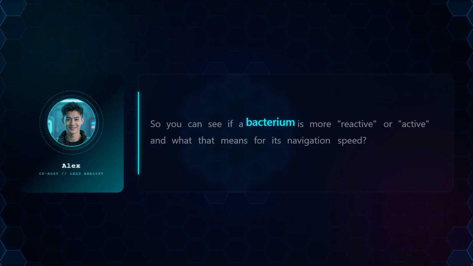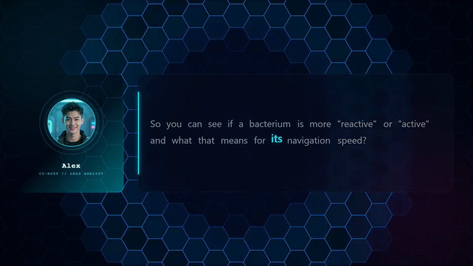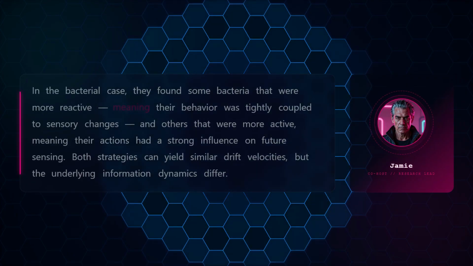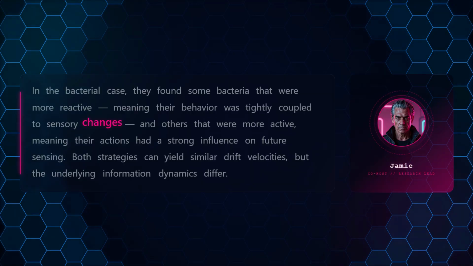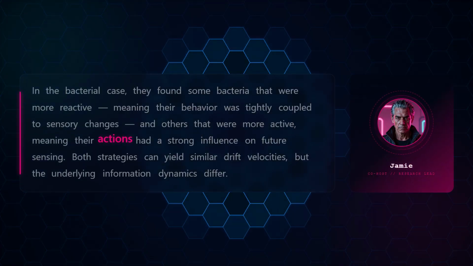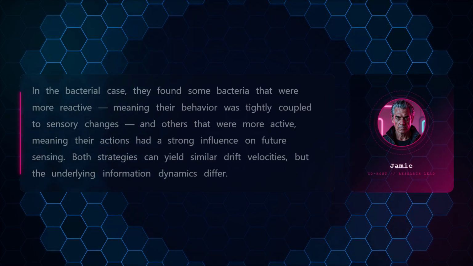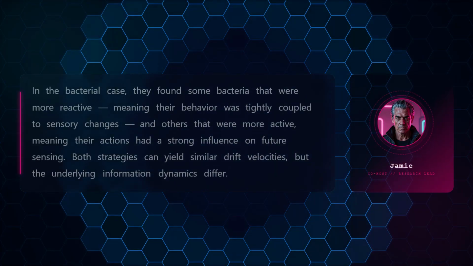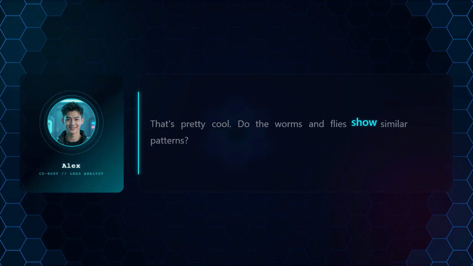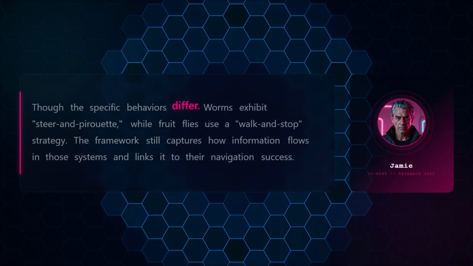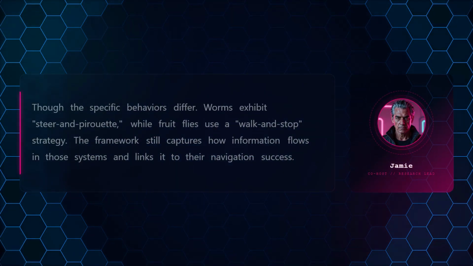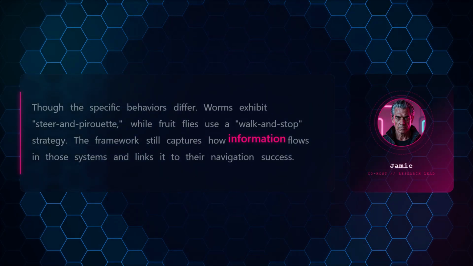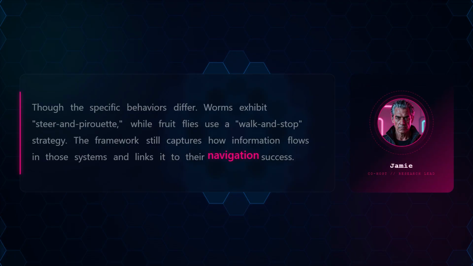So you can see if a bacterium is more reactive or active, and what that means for its navigation speed? In the bacterial case, they found some bacteria that were more reactive, meaning their behavior was tightly coupled to sensory changes, and others that were more active, meaning their actions had a strong influence on future sensing. Both strategies can yield similar drift velocities, but the underlying information dynamics differ. That's pretty cool. Do the worms and flies show similar patterns? Though the specific behaviors differ, worms exhibit steer and pirouette, while fruit flies use a walk and stop strategy. The framework still captures how information flows in those systems and links it to their navigation success.